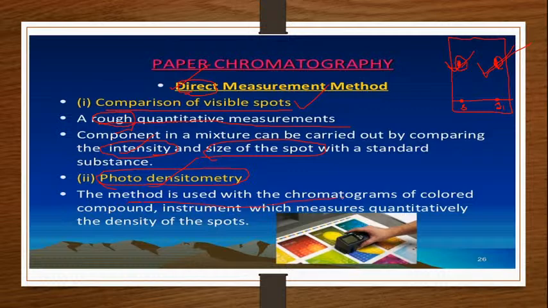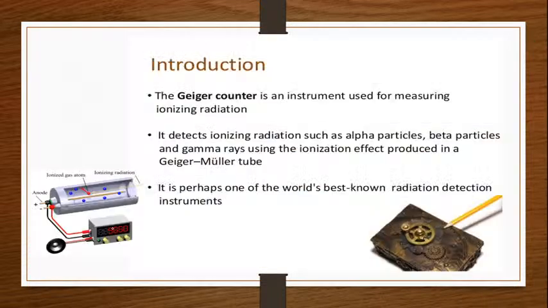The method is used with the chromatograms of the colored compounds which are dense enough. The instruments measure quantitatively the density of the spots. Density of the colored compound can be compared with the standard colored compound, and you can come to know how dense the compound is and how dense the mixture is, and on that basis you can quantitatively determine what should be the quantitative parameters of the present mixture of the sample. So you can use photodensitometry also.